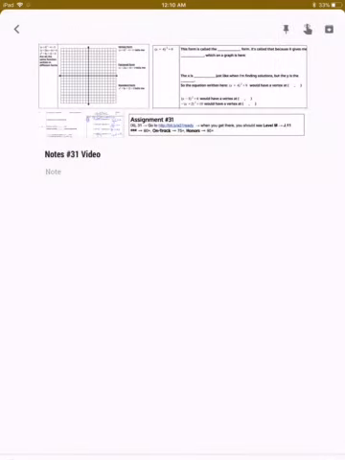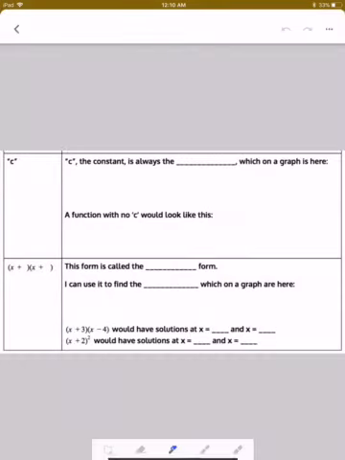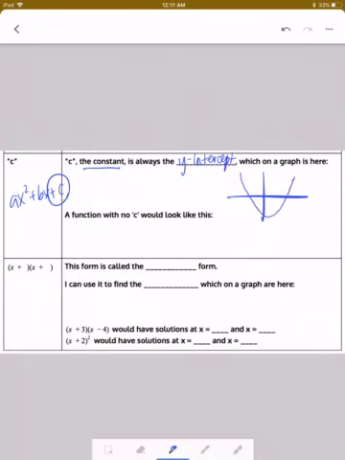We also know that we have the letter C. And the letter C is the constant. If we're thinking about it with ax squared plus bx plus c, it's the number that's all by itself. So it's called a constant. And it's always the y-intercept. Some of you will remember that from before, which on a graph is wherever the line touches the y-axis here. So that would be the y-intercept right here.